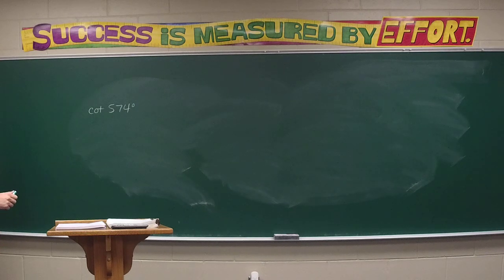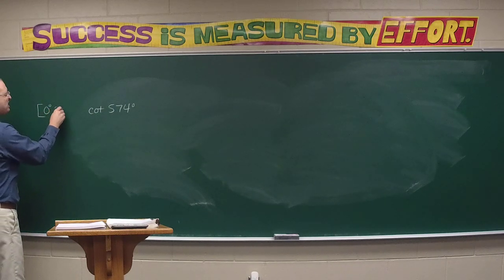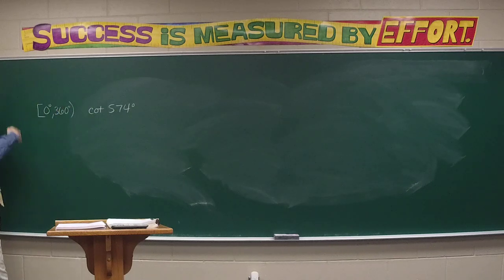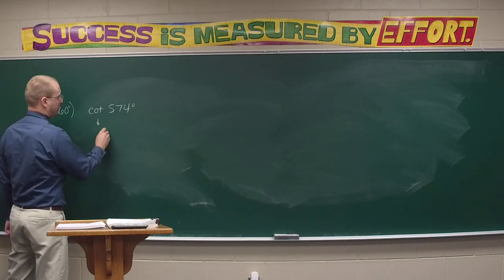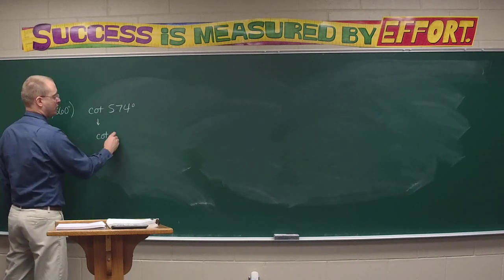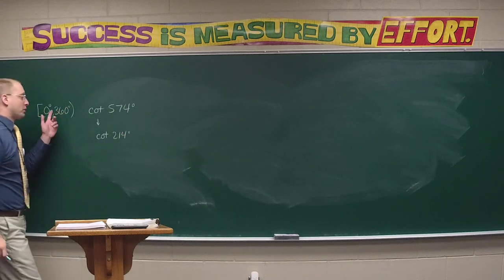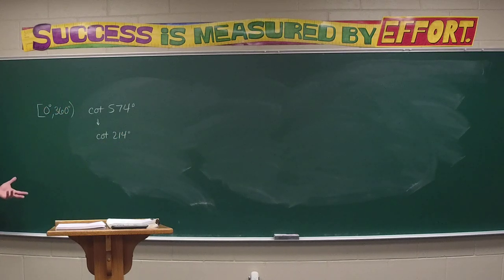Well, remember, first of all, we said the angle has got to not be ugly. And to not be ugly, the angle needs to be between 0 and 360. It needs to be within that one initial revolution around the Cartesian plane. And this ain't it. So how do we do that? Just subtract 360. And we'll change this to make it look prettier. Cotangent of 214.